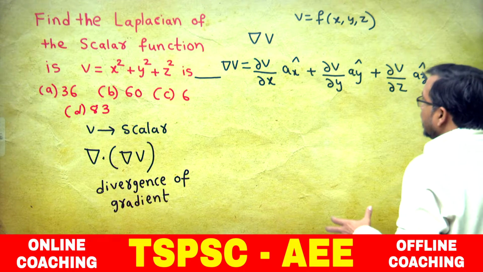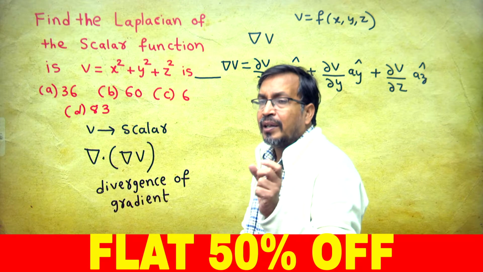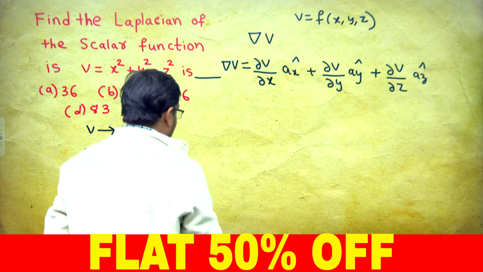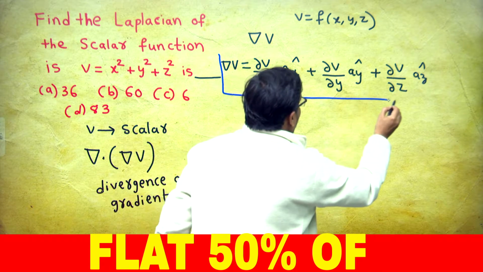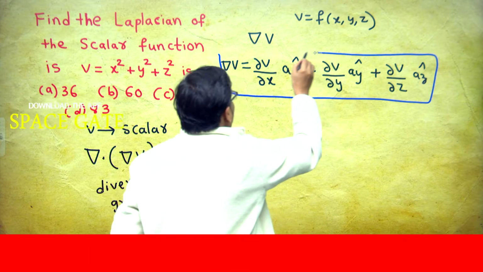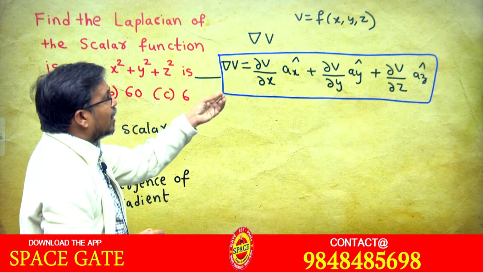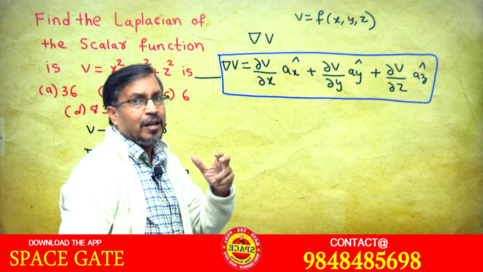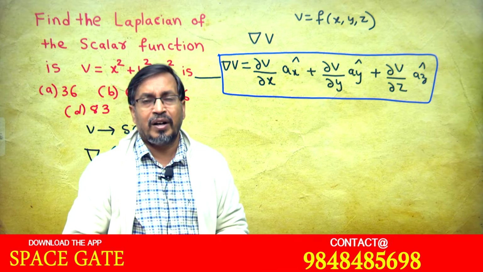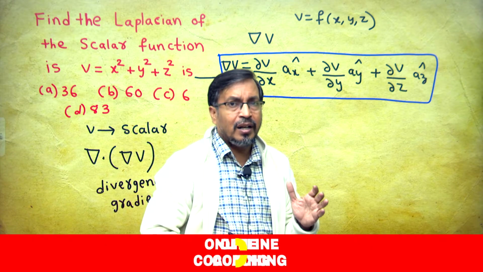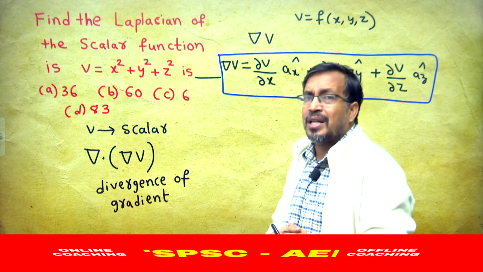So when the input is a scalar and v is a function of x, y, z, remember the gradient formula: del v equals dou v by dou x ax cap plus dou v by dou y ay cap plus dou v by dou z az cap. Here, in the gradient operation the input is a scalar, v is a scalar, but the resultant is a vector. That is a fundamental concept. So the gradient operation is over.